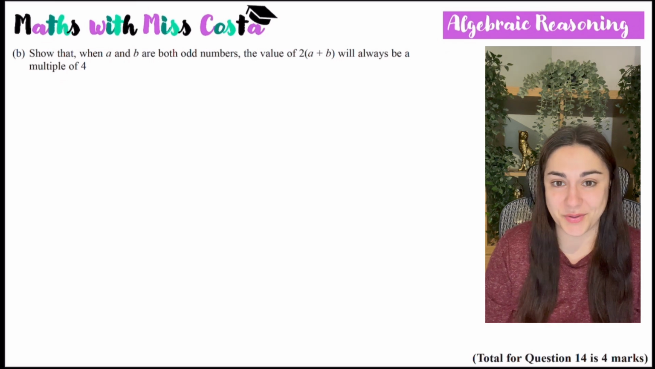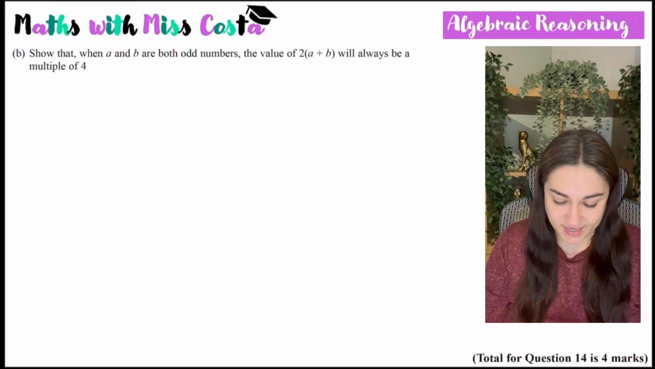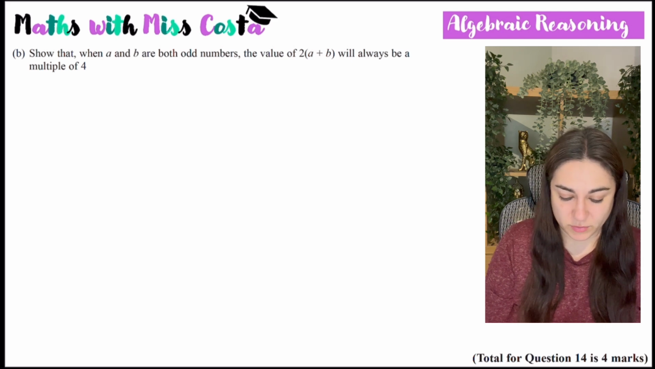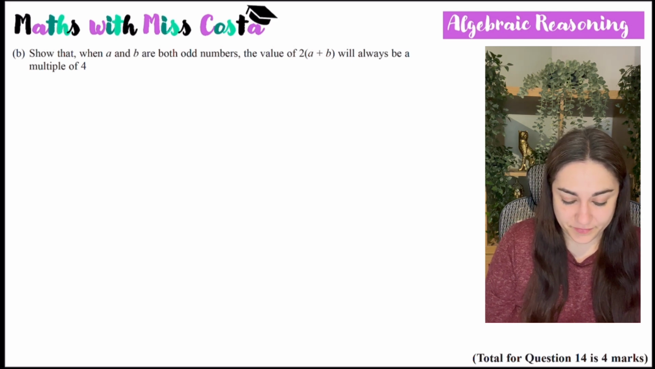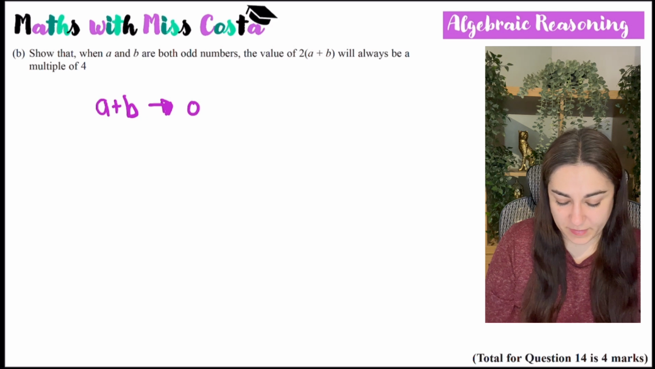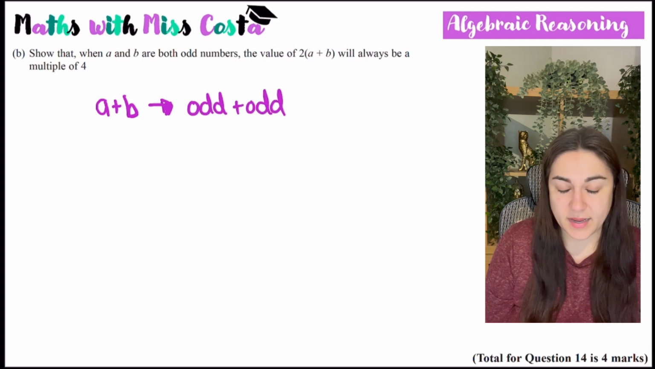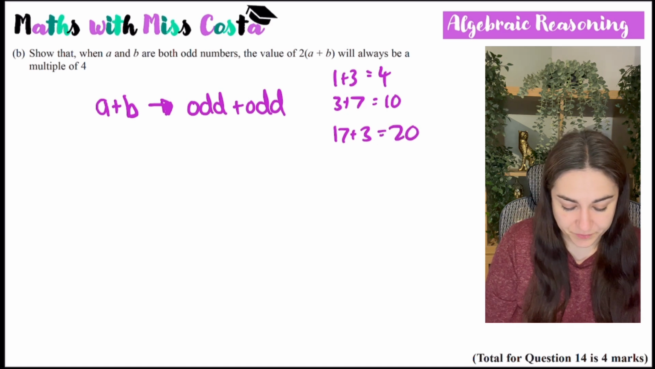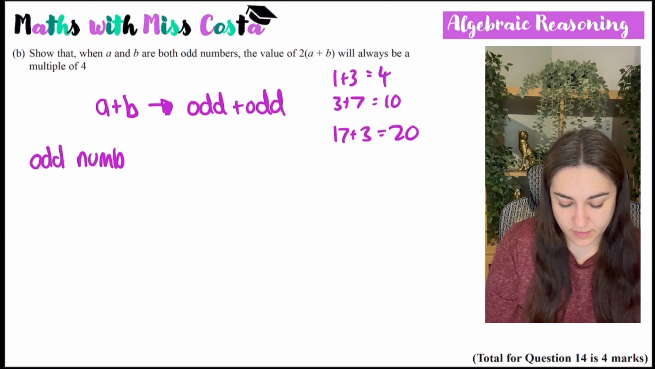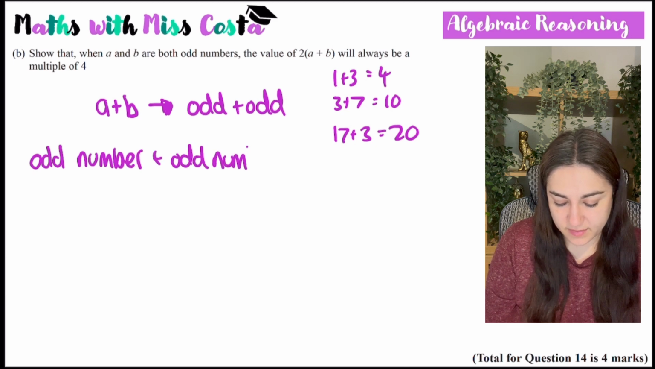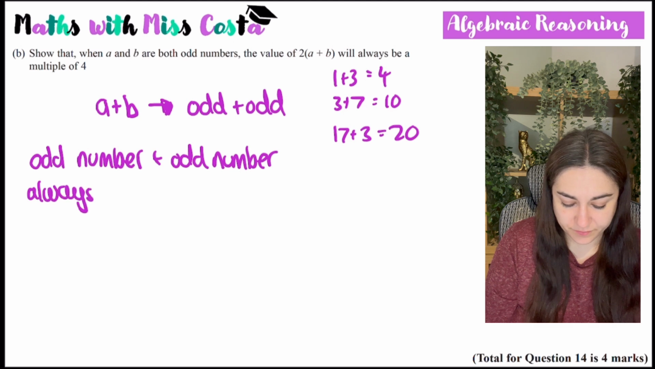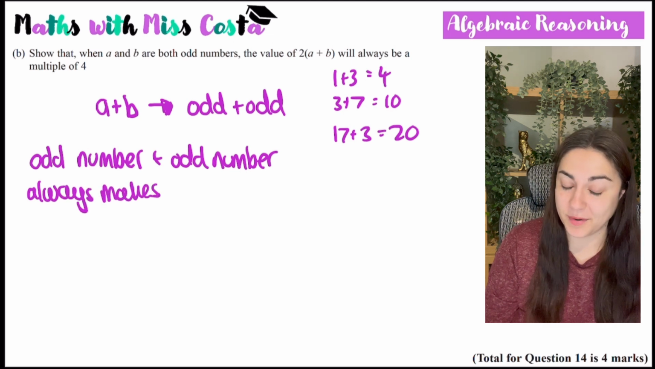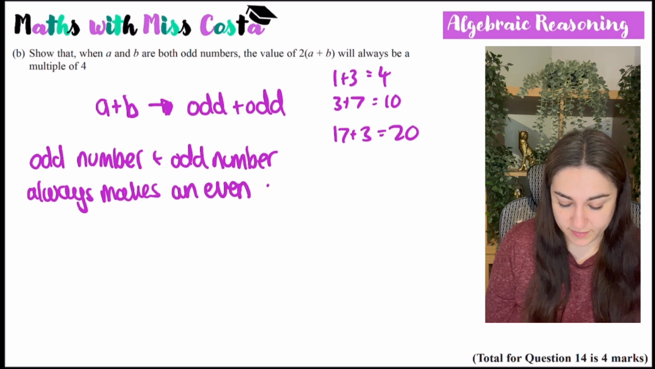Okay, so in this question, I need to show that when A and B are both odd numbers, that the value of 2 brackets A plus B will always be a multiple of 4. So to do that, I know that A plus B is going to be an odd number plus an odd number. And you can try this. So like 1 plus 3 is 4, 3 plus 7 is 10, 17 plus 3 is 20. Just try any two numbers. An odd number plus an odd number always makes an even number. So you need to make it clear that an odd number plus an odd number always makes an even number. So that's a statement 1.